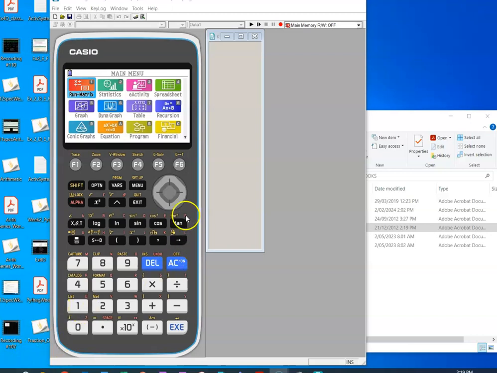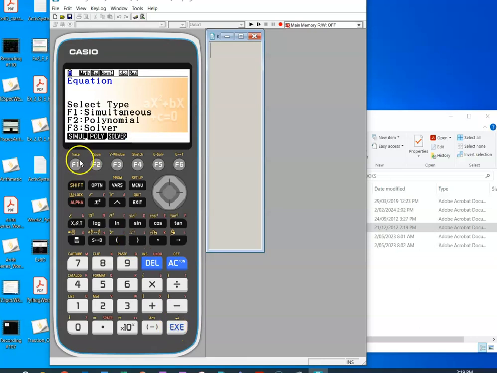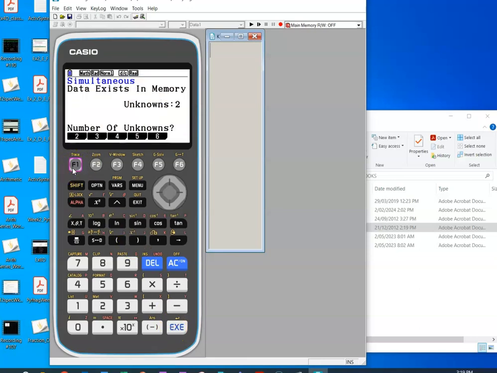So, first and foremost, a reminder to you, we're going to do this simultaneous by hand in a moment, but just to remember, you go into equation, we go into simultaneous, and you pop degree 2 and you put your coefficients in, right?